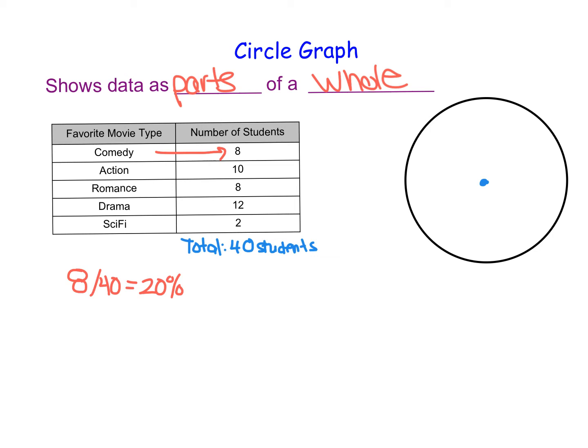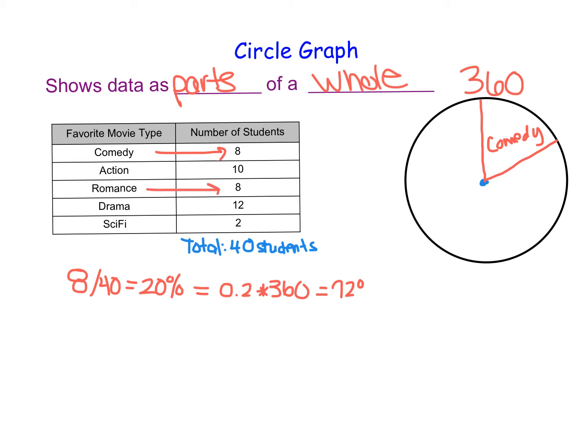Now, the way to find the exact number of degrees is to take that 20%, which is 0.2, and multiply it by 360. That gives me about 72 degrees on my circle. I multiplied it by 360 because there are 360 total degrees, and I wanted to figure out what's 20% of 360. So I know that I'm going to use about 20% of my circle, or 72 degrees, so it probably looks something like that. So there is my number of students that like comedy.